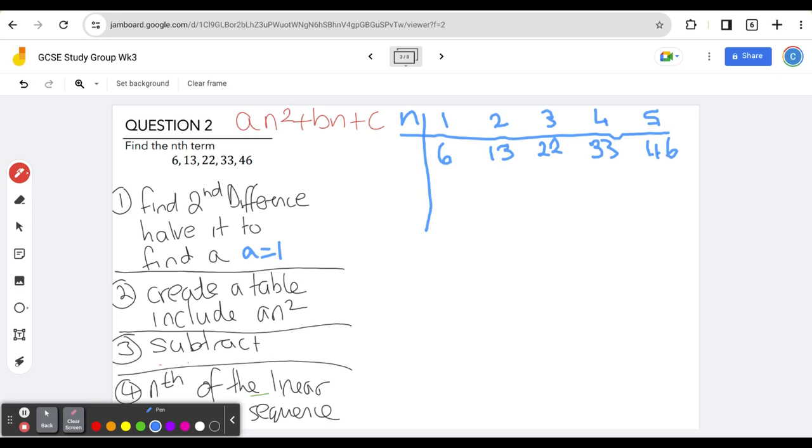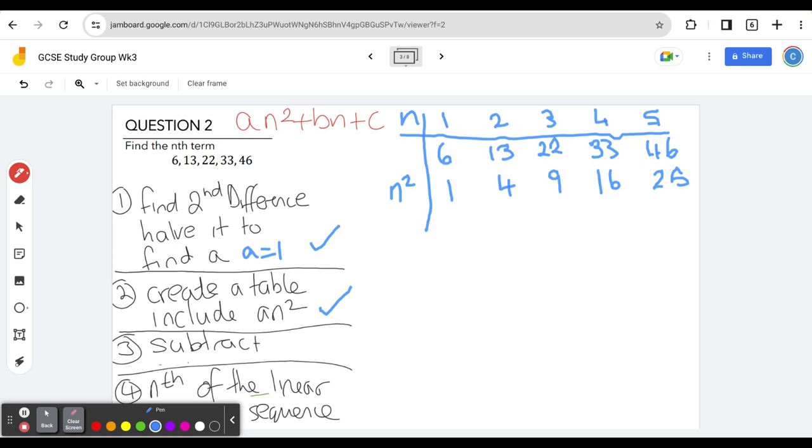And then we're going to work out an squared, which in this case is just n squared. If A came out as 7, we would be putting a 7 here, for example. So here is our an squared. It's literally just squaring n. So we've got 1 squared, 2 squared, 3 squared, 4 squared, and 5 squared. Right, check. I've done both those steps. I've worked out the value of A, which is 1. I've created a table and I've included my an squared.